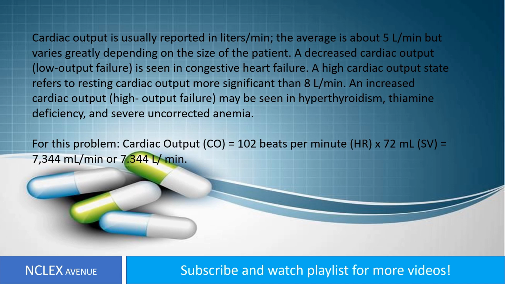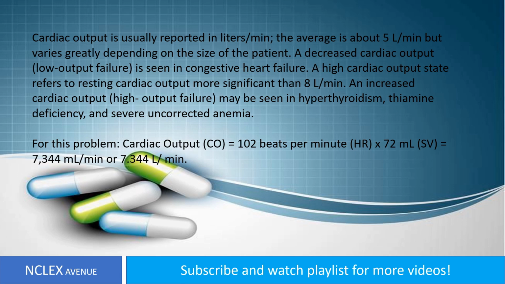Cardiac output is usually reported in liters per minute. The average is about 5 liters per minute, but varies greatly depending on the size of the patient. A decreased cardiac output, low output failure, is seen in congestive heart failure. A high cardiac output state refers to resting cardiac output greater than 8 liters per minute. An increased cardiac output, high output failure, may be seen in hyperthyroidism, vitamin deficiency, and severe uncorrected anemia.